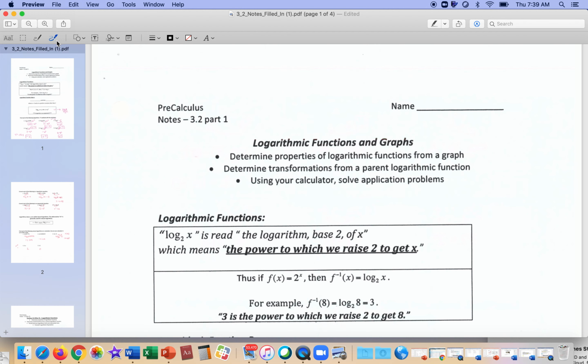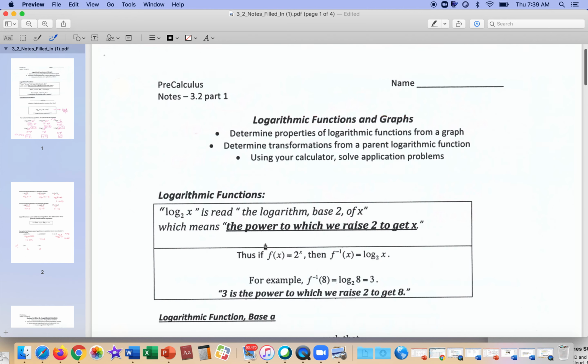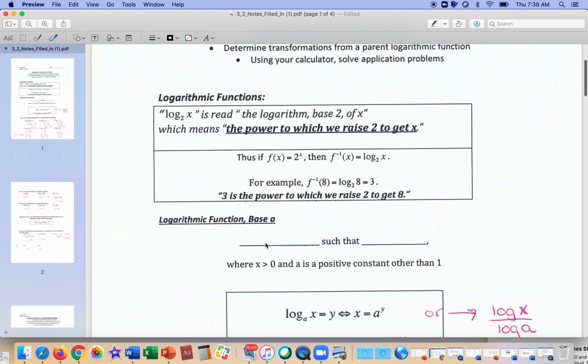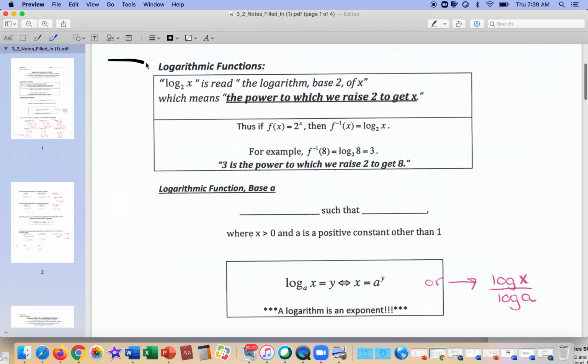Today we're going to be looking at logarithmic functions and graphs. These are the inverses of exponentials. First, as a reminder, we did this in Algebra 2.